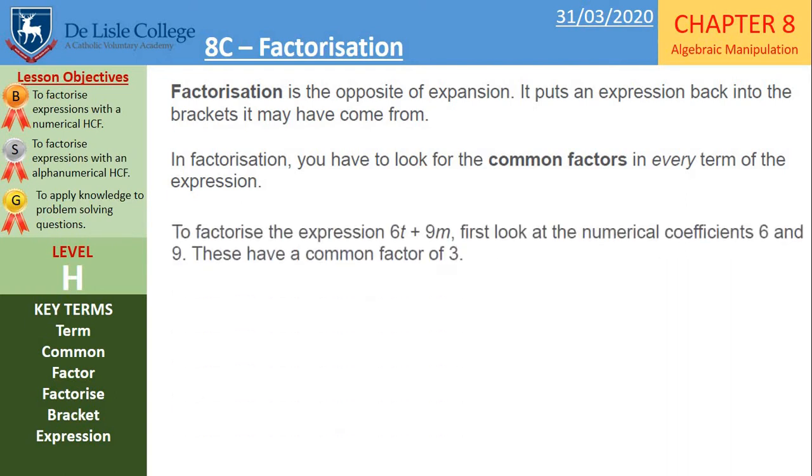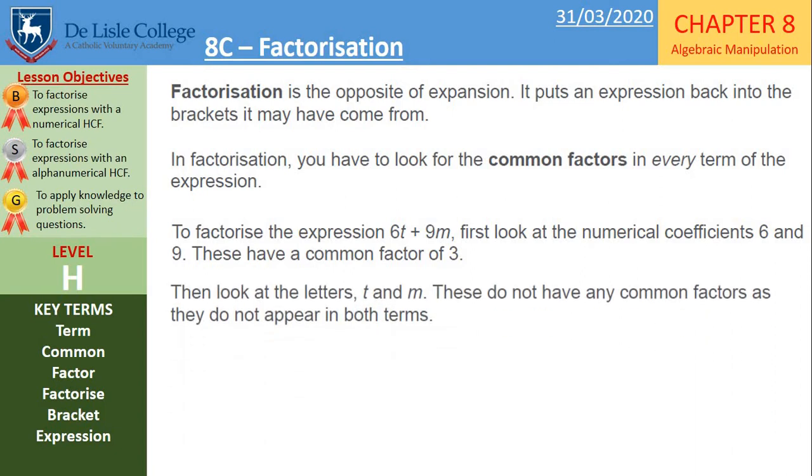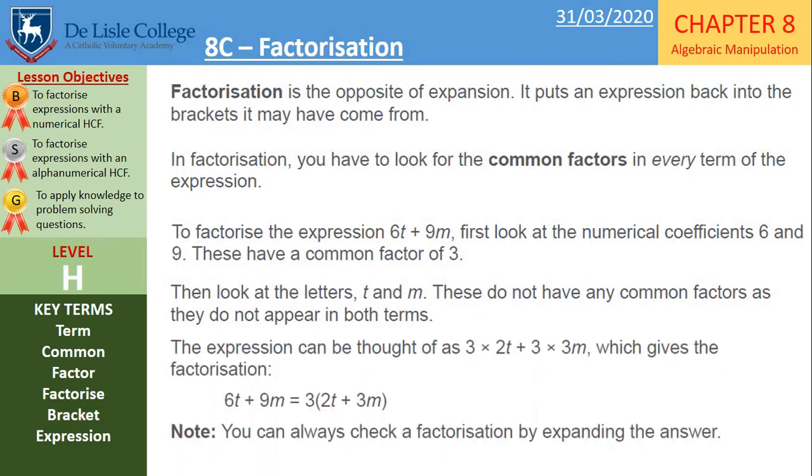So an example, to factorise 6t plus 9m, we're going to look at the numerical coefficient. That means the number in front of the letter. And the common factor, the highest common factor of 6 and 9 is 3. Looking at the letters t and m, they don't have any common factors. So the expression could be thought of as 3 times 2t plus 3 times 3m, which when we factorise, looking at the bracket there, we get 3, and then inside the brackets, 2t plus 3m. And you can always check that you've got the right answer by expanding those brackets again.